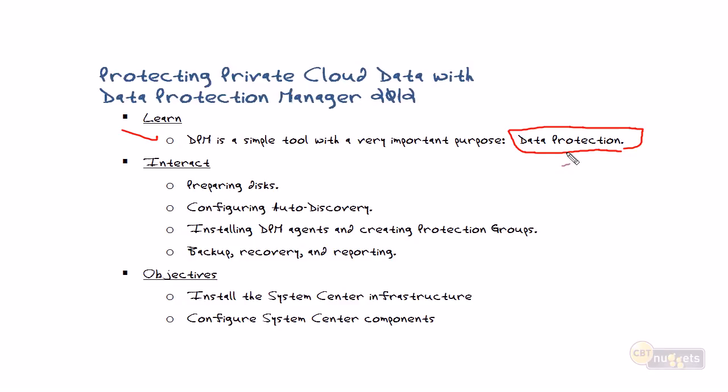So what have we talked about this nugget? We've talked about Data Protection Manager 2012. This is the fourth of our four-part mini-series on the other pieces of System Center. And in this, we actually took a look at preparing the disks, configuring auto-discovery, installing those DPM agents, creating protection groups, and then the backup, recovery, and reporting tasks here within DPM.